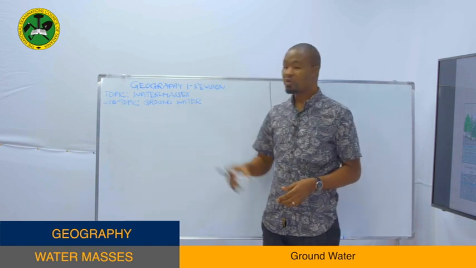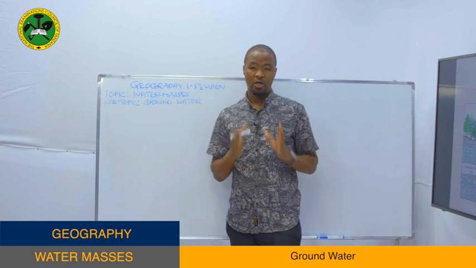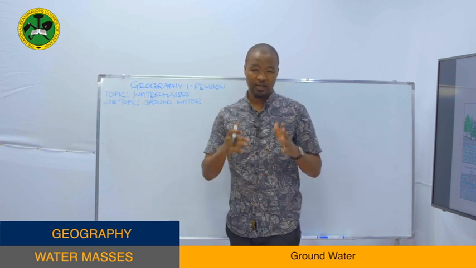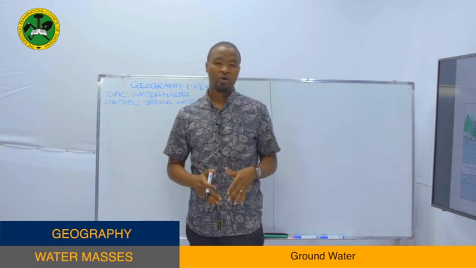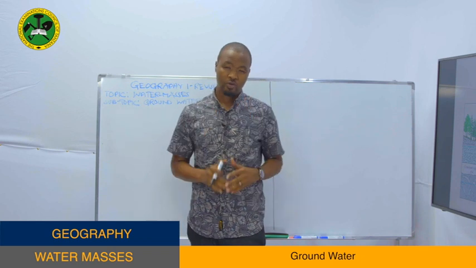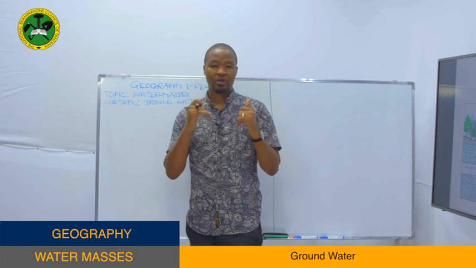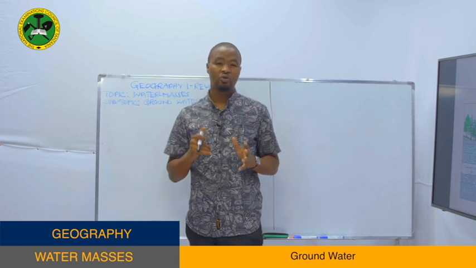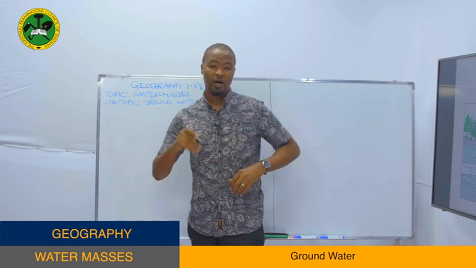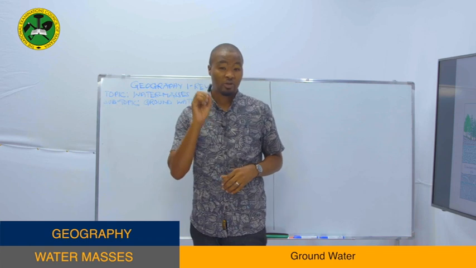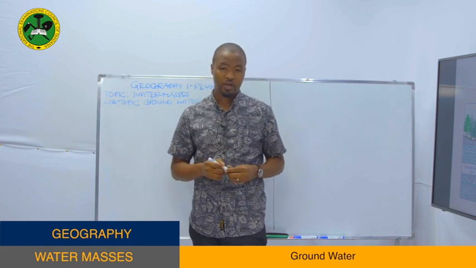So what is groundwater, by the way? Groundwater refers to the amount of water that has saturated the rock underground. We refer to the amount of water that is found below the earth's surface. Or sometimes we say underground water, or groundwater refers to the amount of water found below the water table. Are we together?